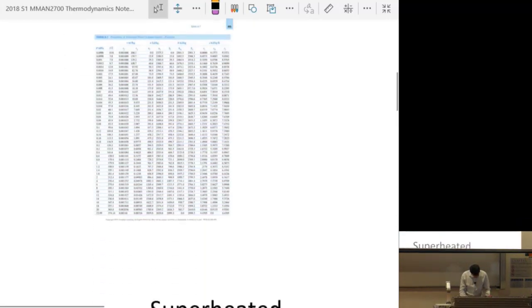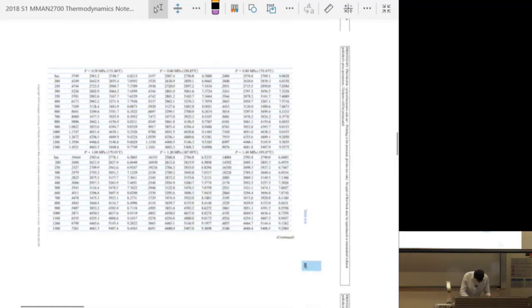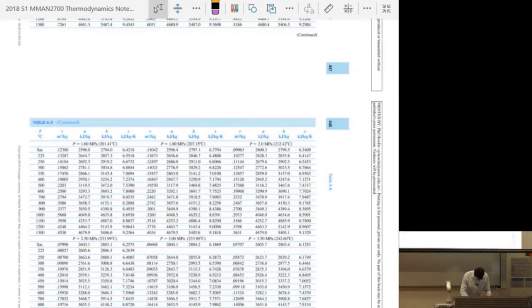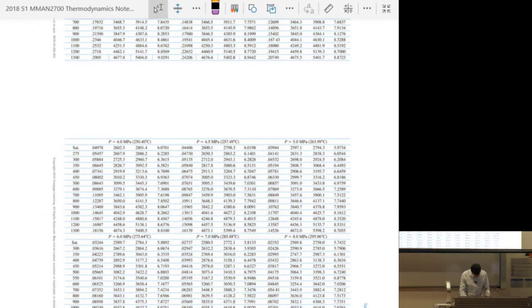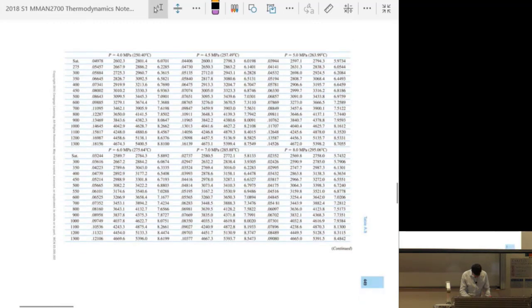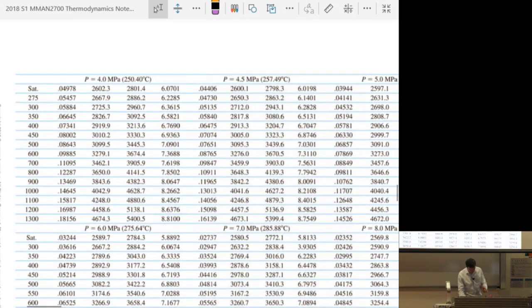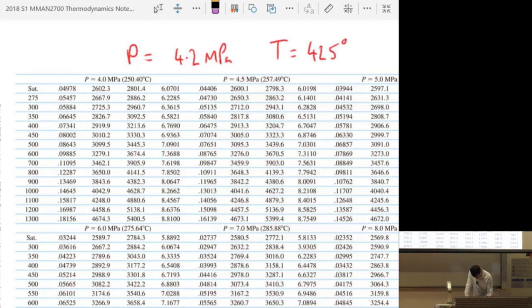All right, good. There was a question about interpolating superheated tables, and it's about two-dimensional interpolation. So can I put some numbers on your question to try and rephrase it? Say, for example, you had a pressure of 4.2 MPa and a temperature of, let's say, 425 degrees C. So 425 isn't here, and 4.2 is neither 4 nor 4.5. That's your question. How do you interpolate on a superheated steam table when you've got a pressure and a temperature and neither of them are in the table?